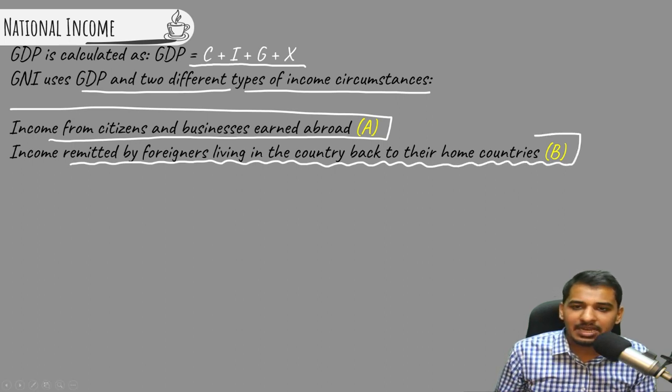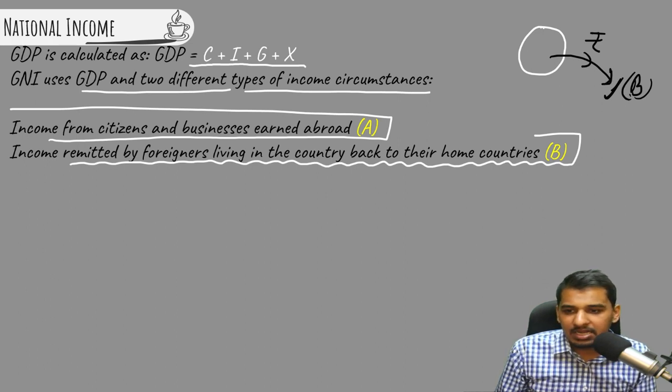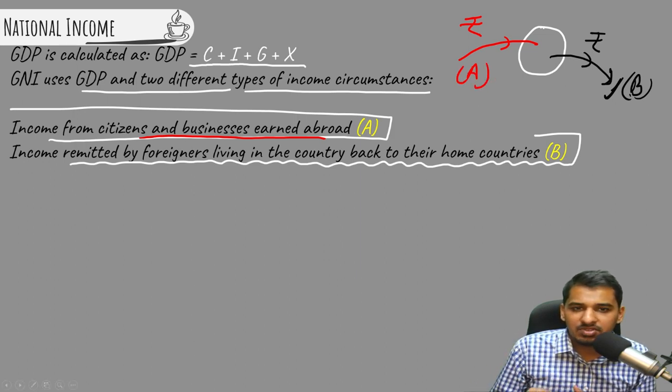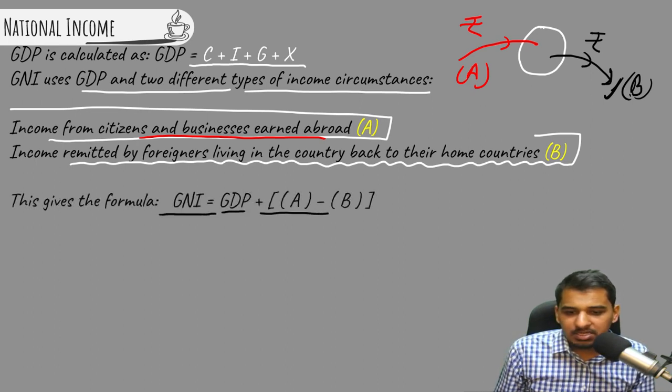If foreigners are remitting back certain money from India to their home country, suppose this is India and these foreigners are sending back money from India, this money is going out from India to their parent country. This will be B. And incomes from citizens and businesses earned abroad, the money coming to India, will be A. So this gives the formula: GNI is equal to GDP plus A minus B.